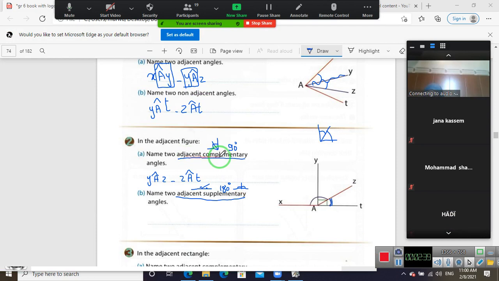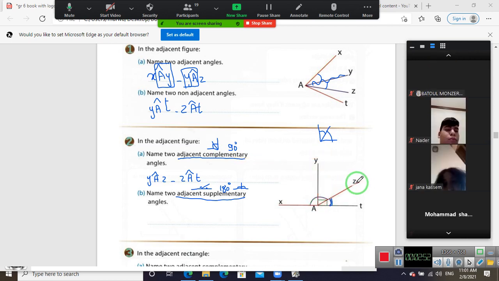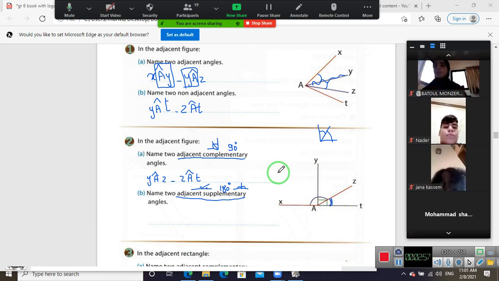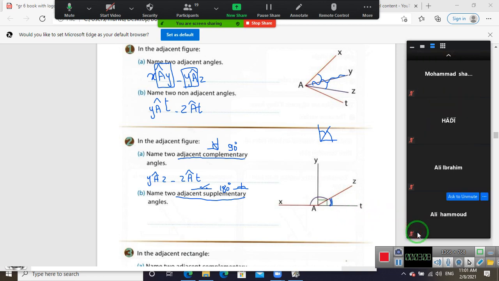So for the adjacent complementary angles here in exercise 2, page 74, you should name two angles. Their shape is like La and their sum is 90 degrees. So Muhammad chose for us YAZ and ZAT. And he said they have the same vertex A, common side AZ, and are situated up and down, and their sum is 90.